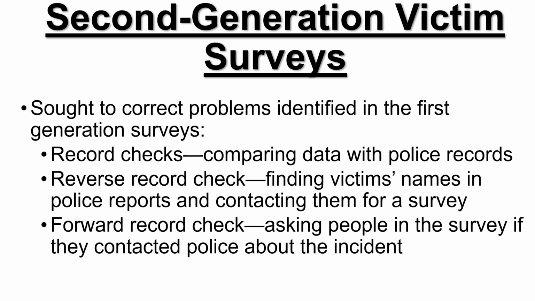The second generation survey sought to correct the problems identified in the first generation survey. So we see more records checks and cross-referencing between victim experience and their interviews and police reporting. And so that lists that out here that you can read. But this second generation survey showed us something known as memory decay.